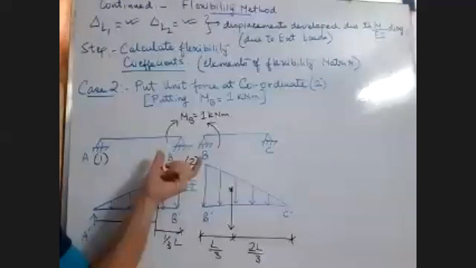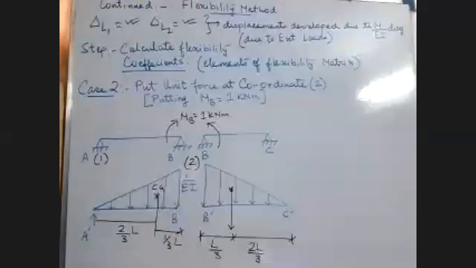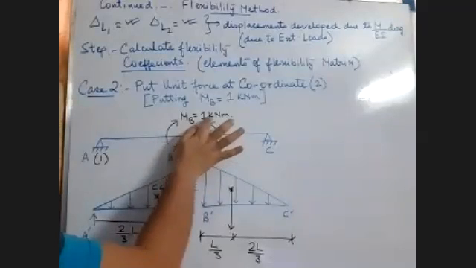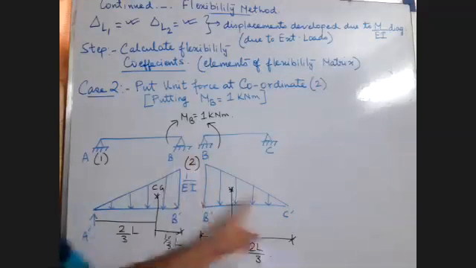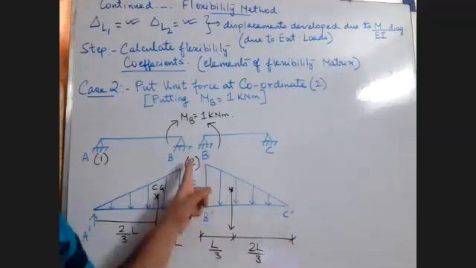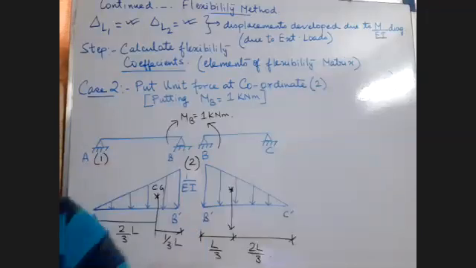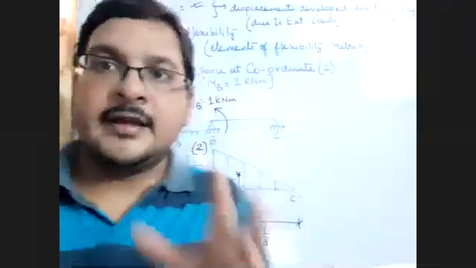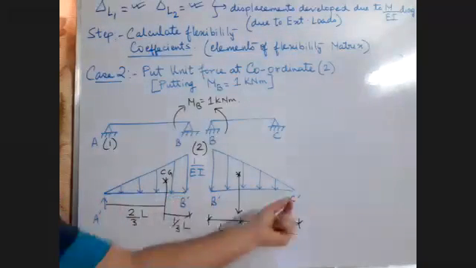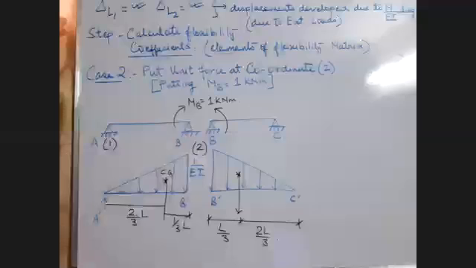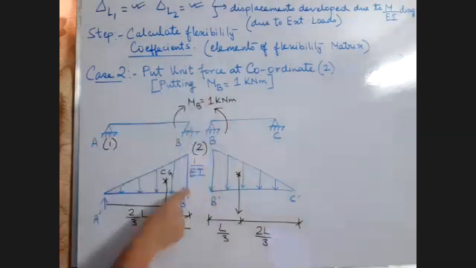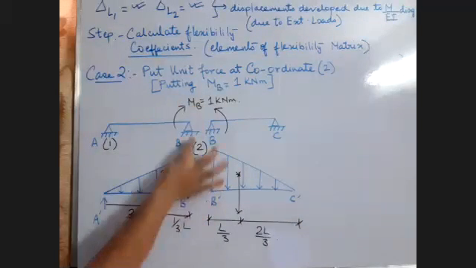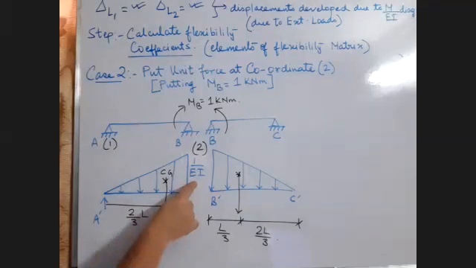So I am putting the bending moment at B as 1, and I'm getting these two triangles. Why two triangles like this? Because point B is shared by both the beams, AB and BC. So if I put 1 kilonewton meter here, my bending moment will be like this, 1 by EI.